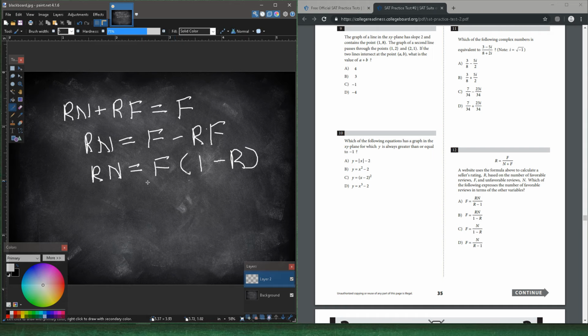Now you want to divide this all by the other side. So Rn divided by 1 minus R is equal to F. So this is the answer. So we've got to look for B. So the answer is B.